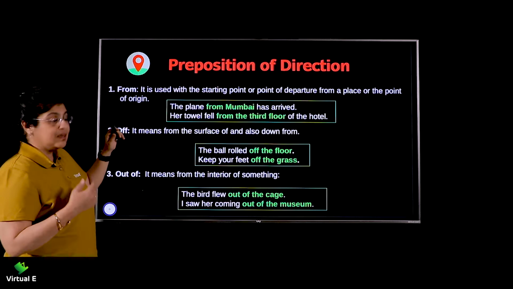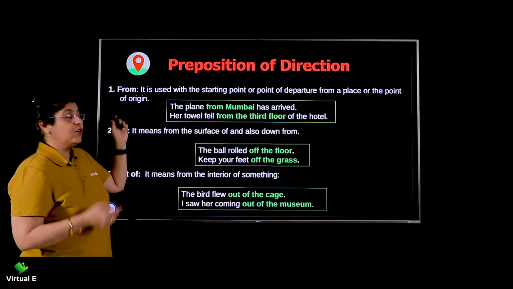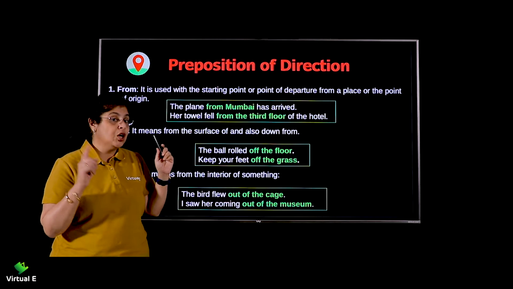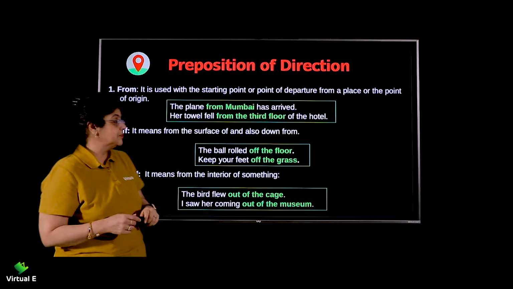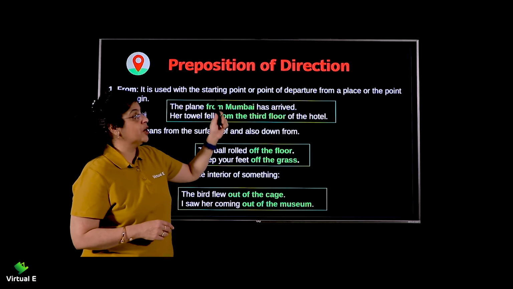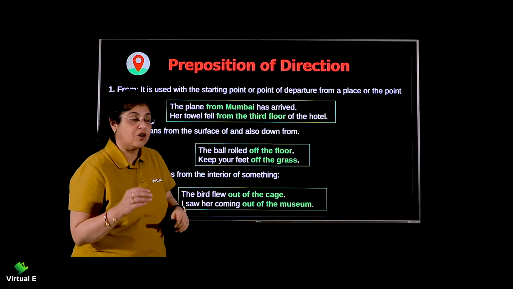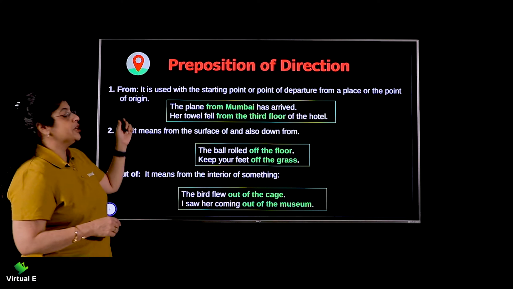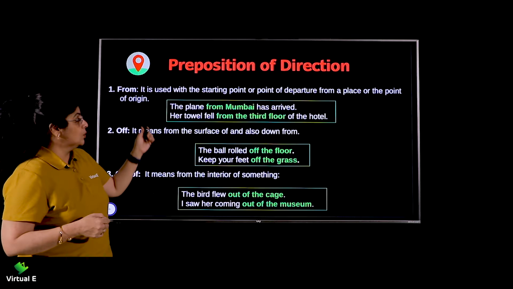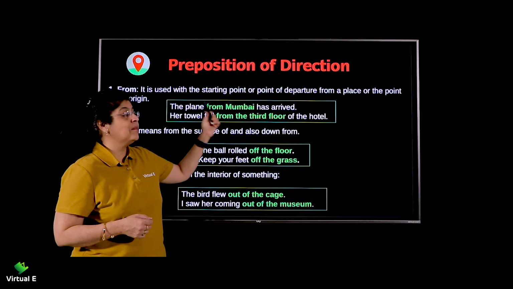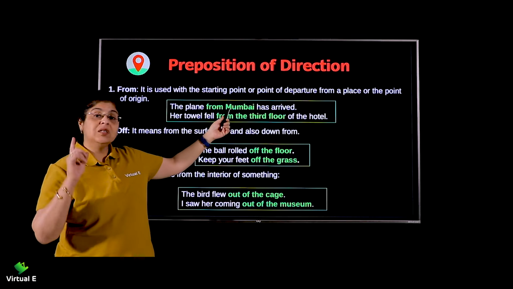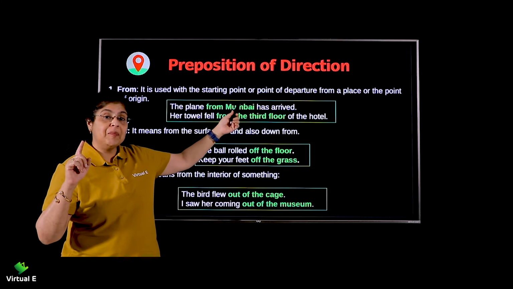Now, prepositions of direction. Now from, we'll move again. So see, from was there in time, also now in direction, in which context it is used, you need to understand that. So from, it is used with the starting point or point of departure from a place or the point of origin. Origin means where you originally started. So, the plane from Mumbai has arrived. Now, this is what? The place of origin, the point of departure.